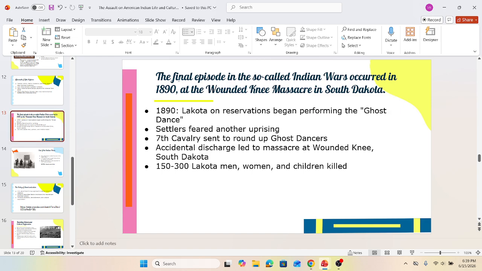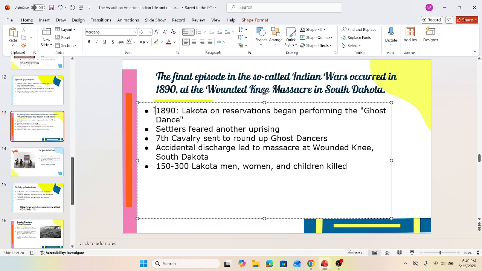So the final episode in the so-called Indian Wars occurred in 1890 at the Wounded Knee Massacre in South Dakota. Okay, so again, the Lakota people who were on the reservation, they've been moved multiple times. Now they're on the next reservation, living peacefully, but they began performing what was called the ghost dance. And the style of this dance kind of implied that a messiah or a leader was going to come and kind of lead them up out of where they were.